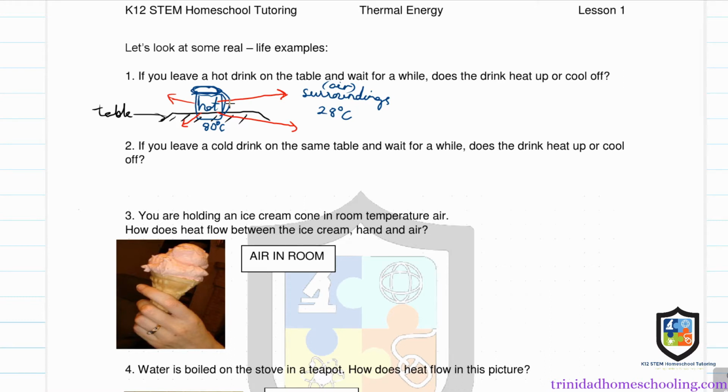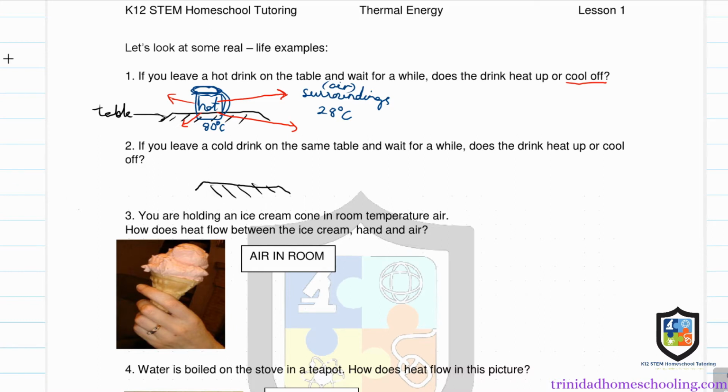Now, if heat is leaving or is removed from the hot object, then the drink inside your cup would cool off. Okay? Now example 2. If we leave a cold drink instead on the table and wait for a while, what will happen?